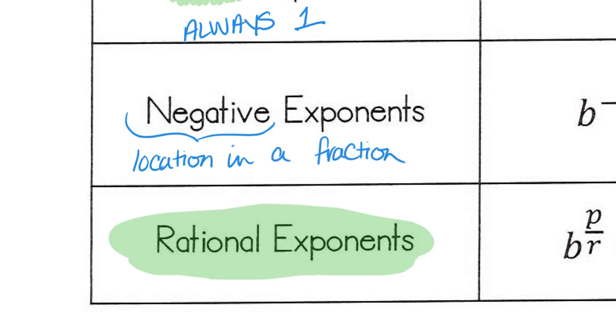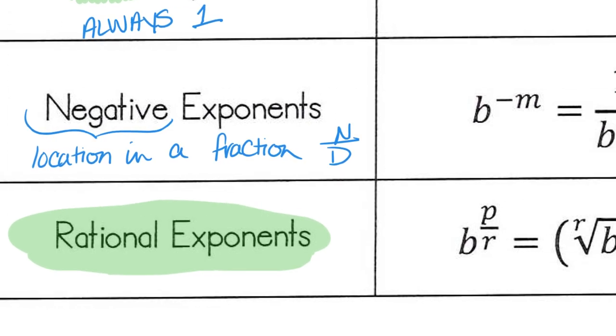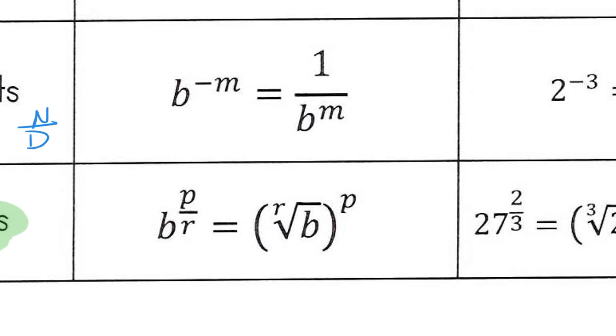So a fraction has 2 parts. It has the numerator and the denominator. If the exponent is negative in the numerator, we move the whole thing down to the denominator. If you have a negative exponent in the denominator, we move it up to the numerator. So you can see here, we had a base, and that base had a negative exponent.